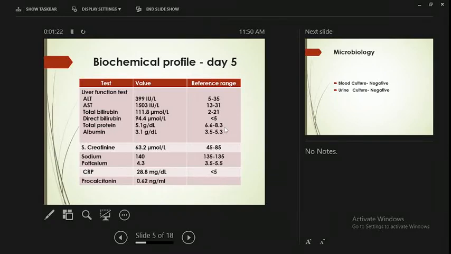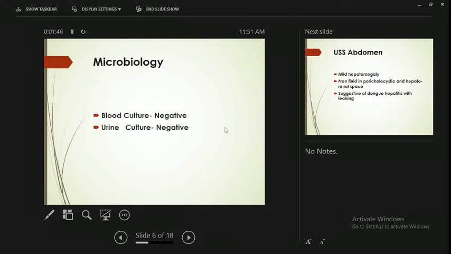There were elevated transaminases, AST more than ALT, and high total bilirubin with direct hyperbilirubinemia. Total protein and albumin levels were marginally low. The patient had normal renal functions, and CRP was moderately elevated with normal procalcitonin. The etiology was directed towards viral infection.